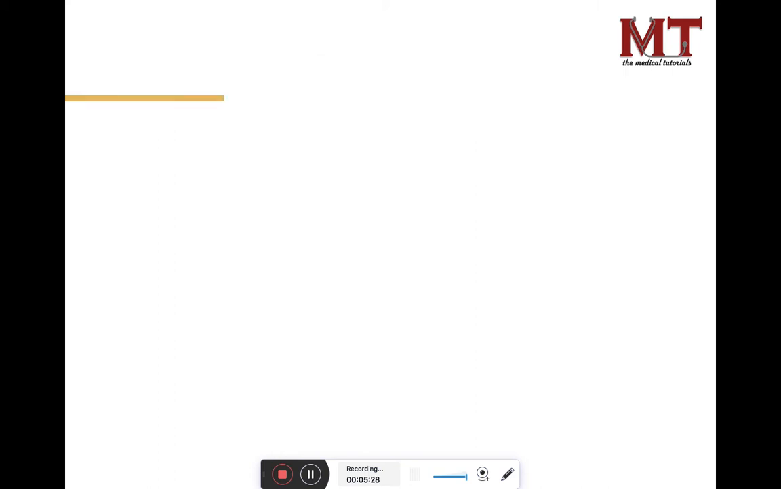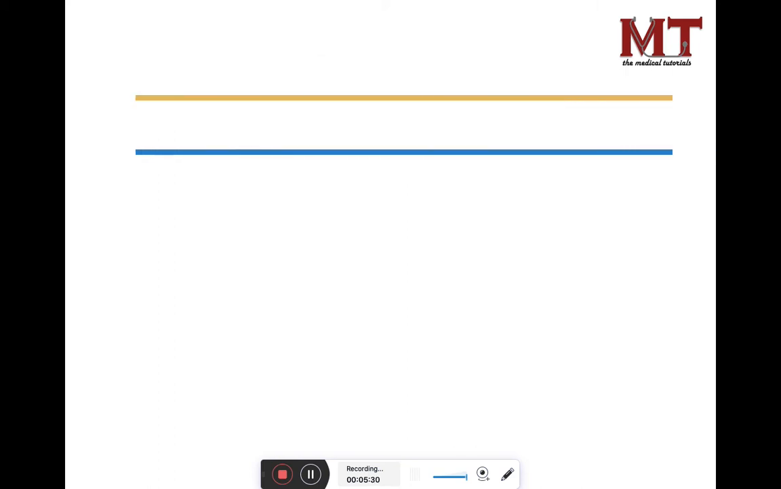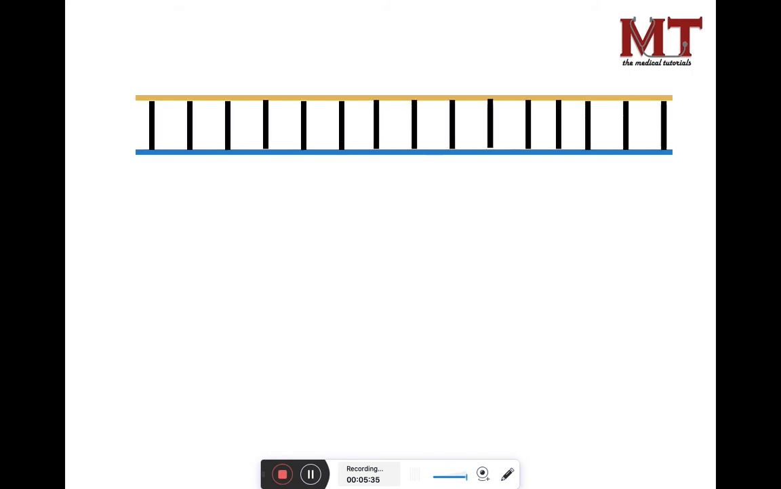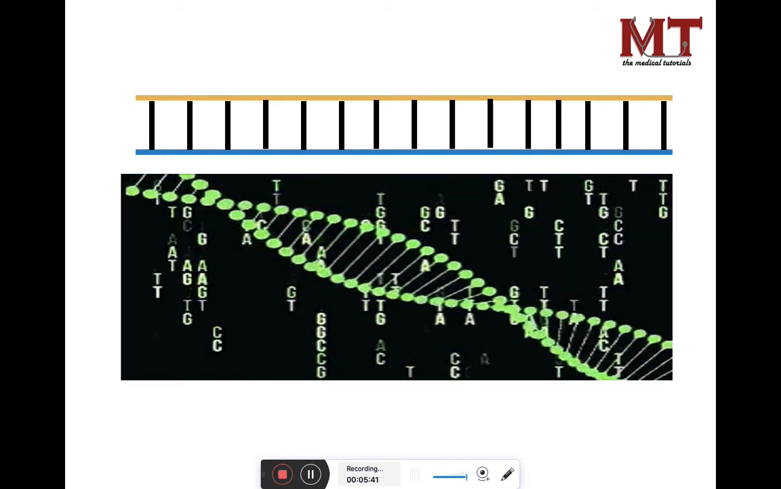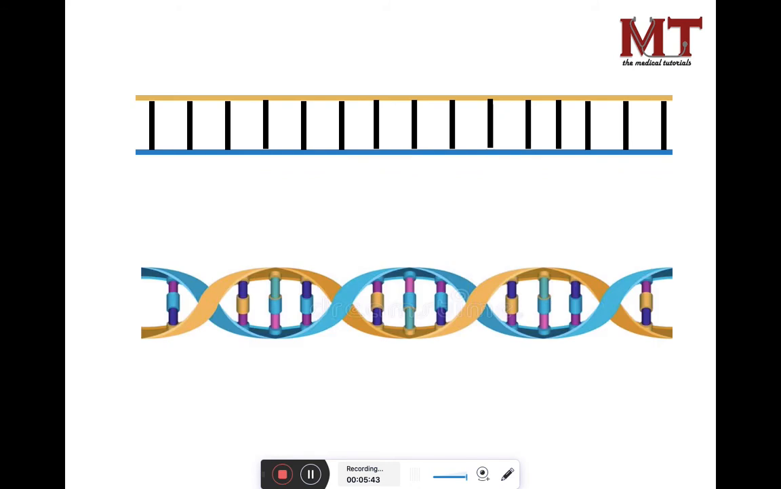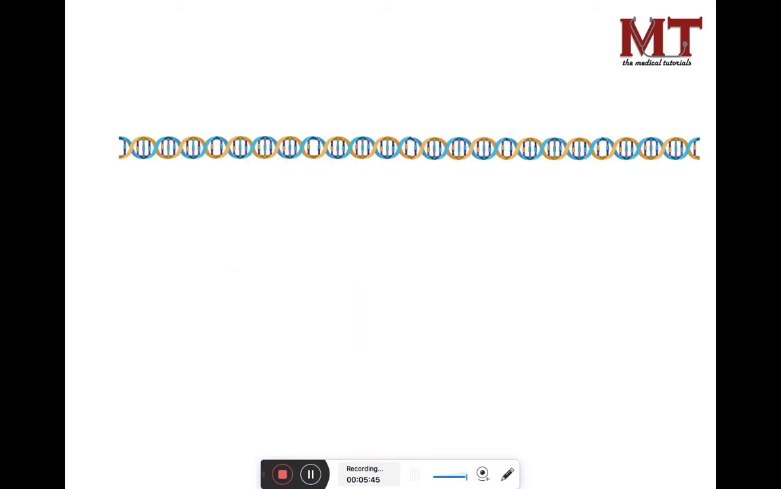So it is basically DNA. DNA is a double stranded molecule where the two strands are held together by hydrogen bonds. It is not a straight molecule. The two strands are wrapped around each other, forming a double helix. So this is the structure of DNA. Let us suppose this is the entire human genome.